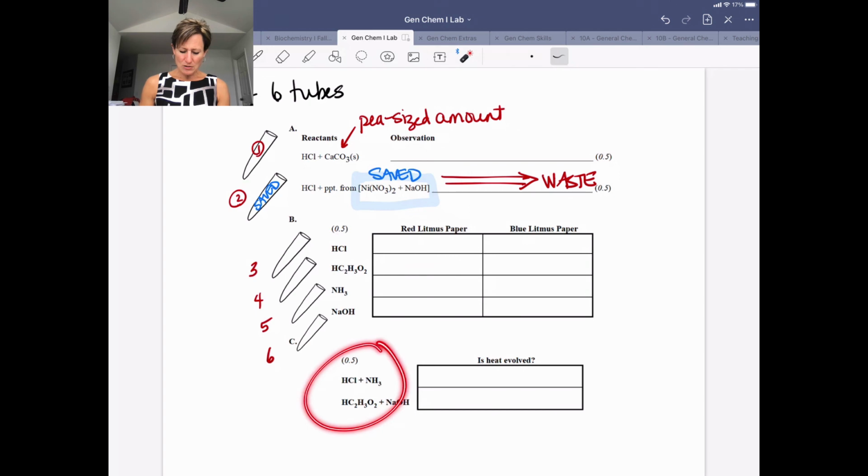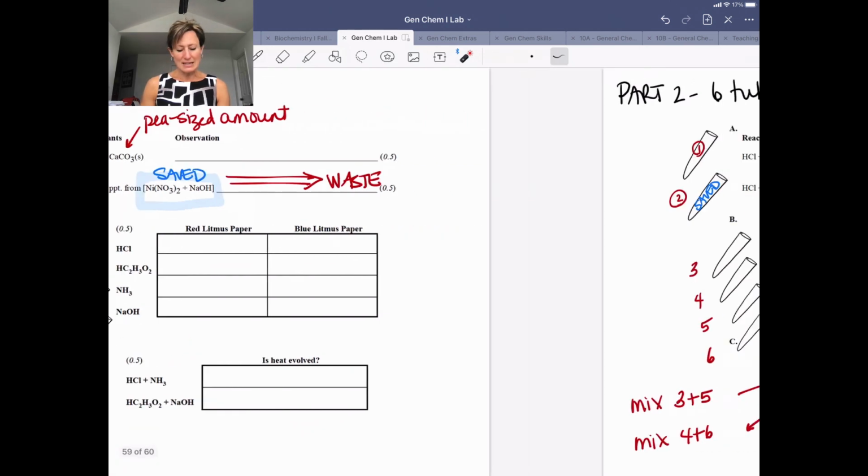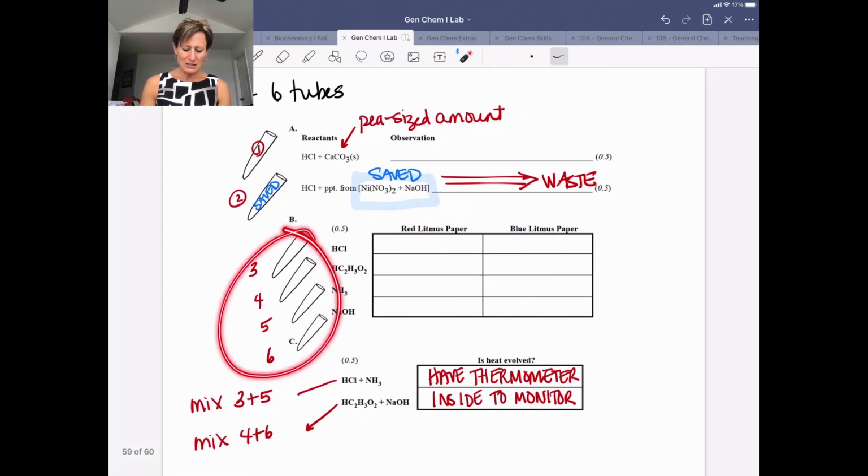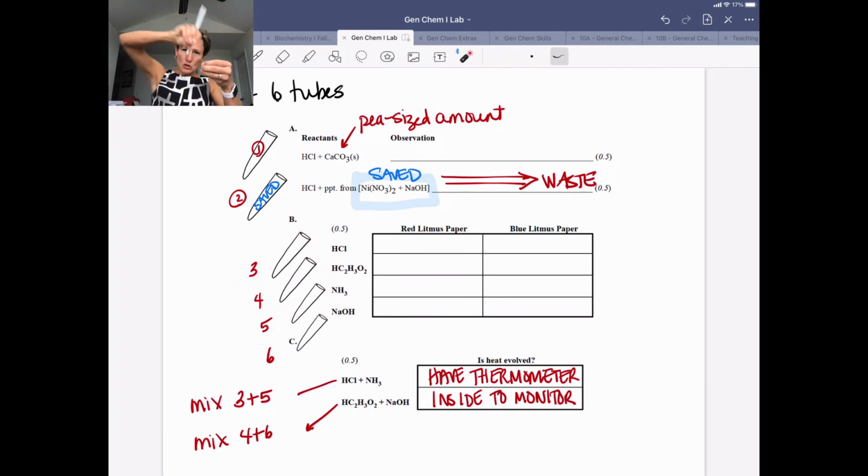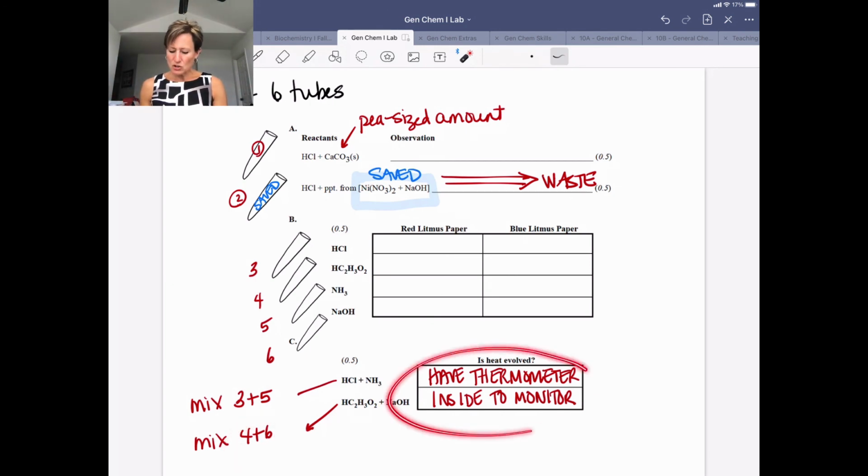Now the last part down here is actually going to use these solutions. So you're going to take these solutions and you're actually going to mix them together. So tubes 3 and 5, you're going to mix them together. Tubes 4 and 6, you're going to mix them together. But before you do that, make sure that you have a thermometer inside to measure the temperature before you mix them and then after you mix them, because that's the important piece of information here, is asking the question, do we evolve heat when we mix these solutions together?